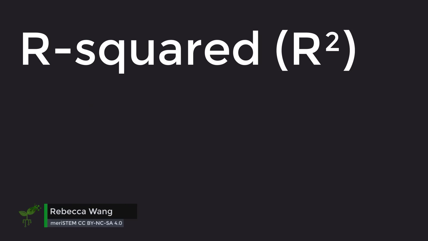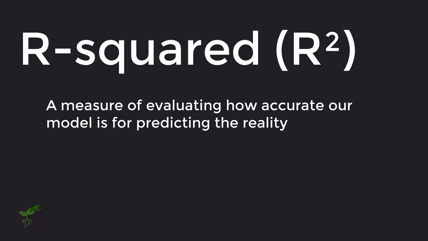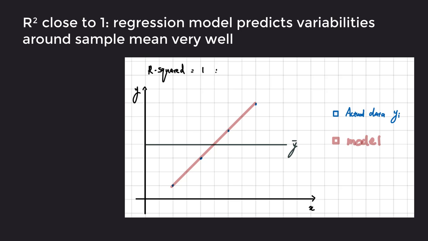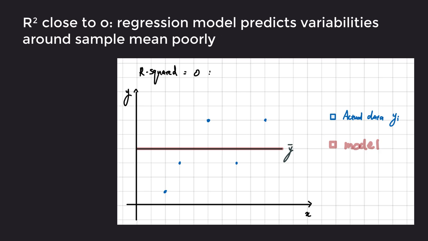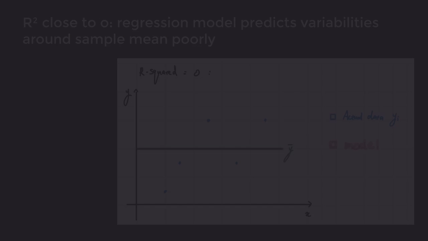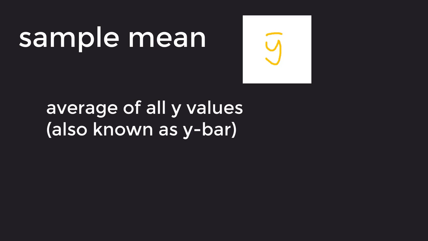The R-squared value evaluates how well the line of best fit models our actual data. We first need to know how to calculate the sample mean. The sample mean is the average of Y values, also known as Y bar. It can be calculated using two methods.